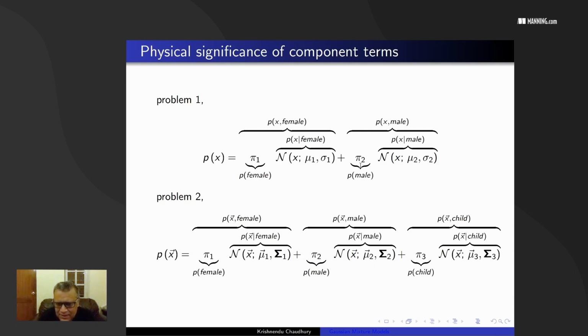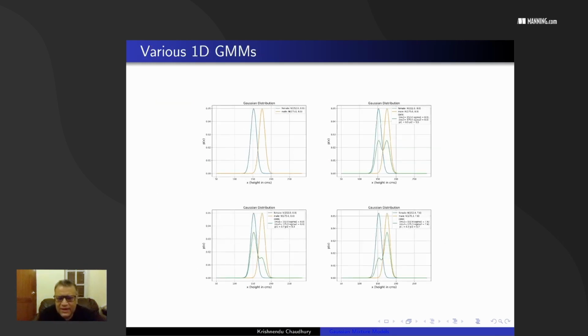Similarly, pi 2 expresses the a priori probability of male. This normal term is the conditional probability of x given male, and their product gives us the joint probability of x and male. And in problem 2, there are 3 classes, and hence the summation has 3 terms, but the idea remains the same.